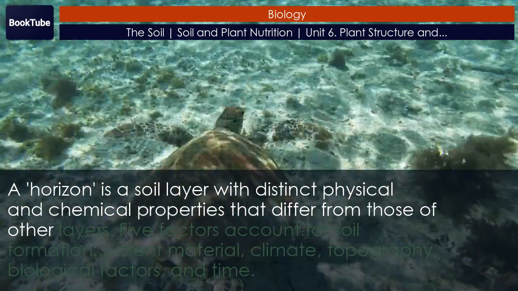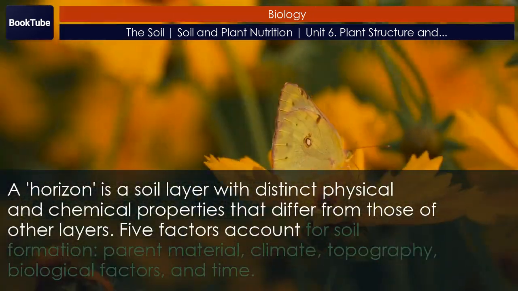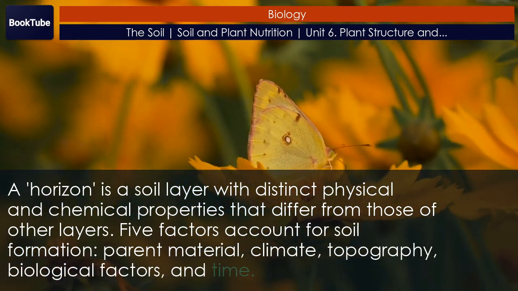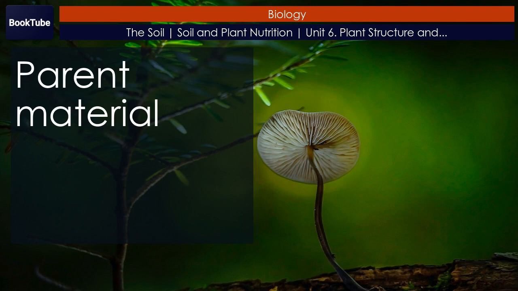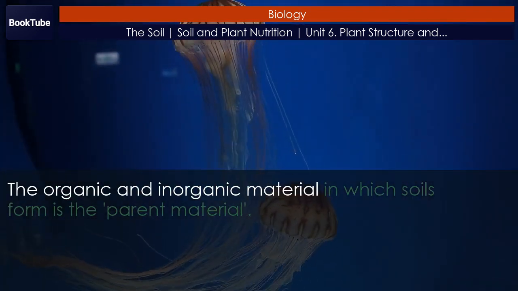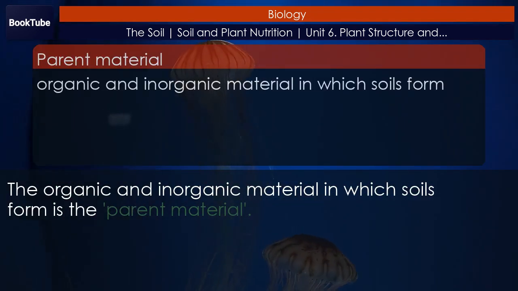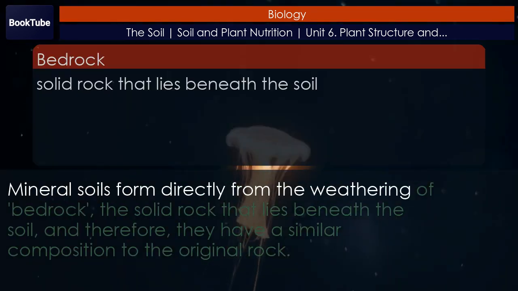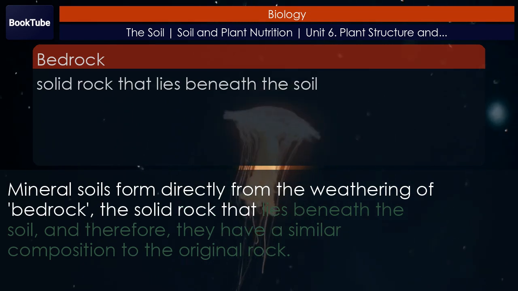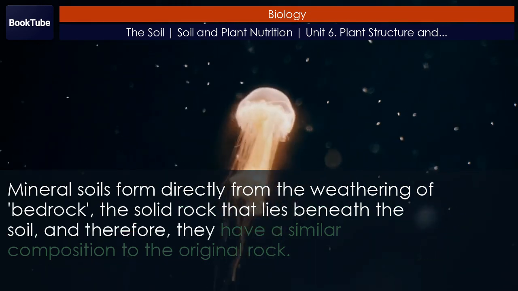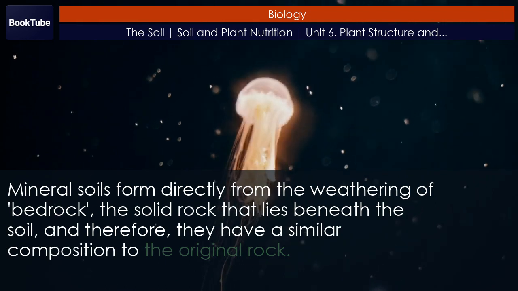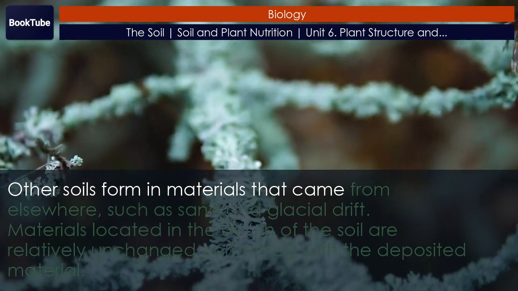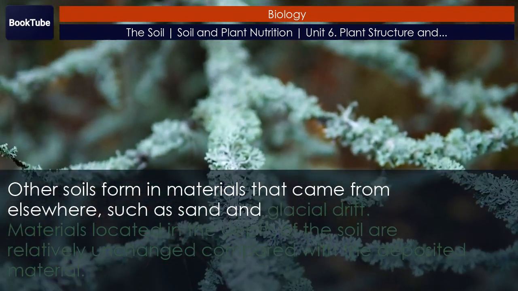Five factors account for soil formation: parent material, climate, topography, biological factors, and time. Parent material. The organic and inorganic material in which soils form is the parent material. Mineral soils form directly from the weathering of bedrock, the solid rock that lies beneath the soil, and therefore, they have a similar composition to the original rock. Other soils form in materials that came from elsewhere, such as sand and glacial drift.